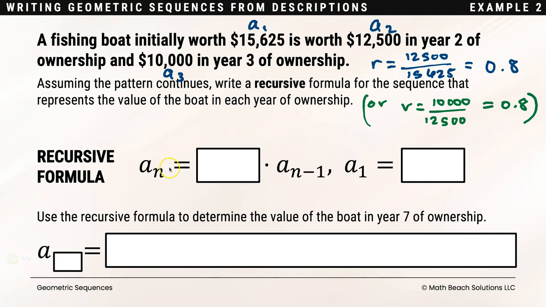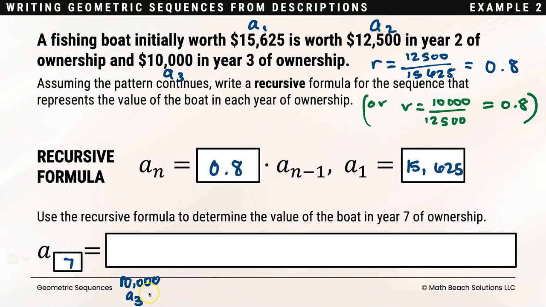To do that, we are going to indicate what the common ratio is. In our case, it's 0.8 because we are going to multiply the previous term by 0.8 to get the next term. But we also need to indicate the initial value, which was 15,625. Then we're going to use the recursive formula to determine the value of the boat in year 7 of ownership.